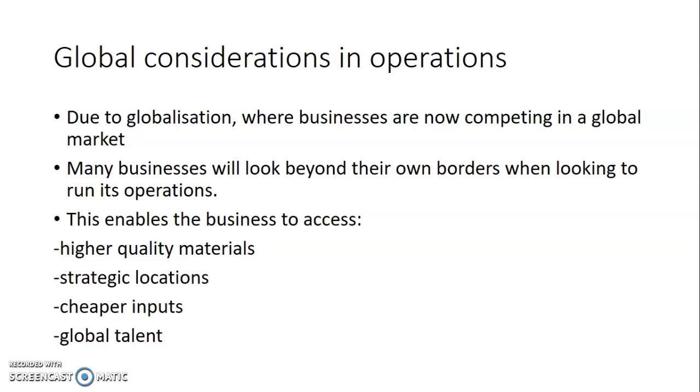operations. Because of things like globalization, we now live in a world where countries are accessible to each other, except for currently where all the borders are shut. But many businesses are going to look into other countries to try and improve their business. So they might look for higher quality materials. They might look for cheaper materials. They might look for places near lots of customers, so that way they can get their product out quicker. Or they might look for skilled people. Germany's really well known for this, to try and really get a niche in that area.